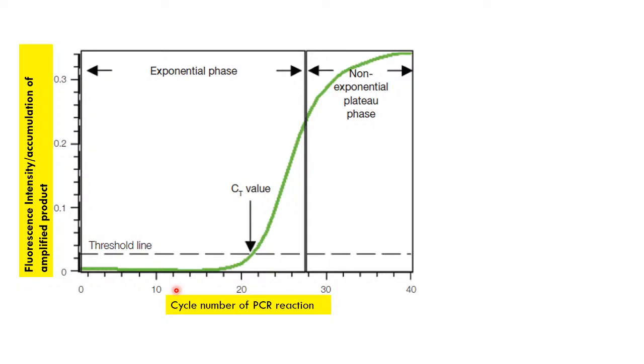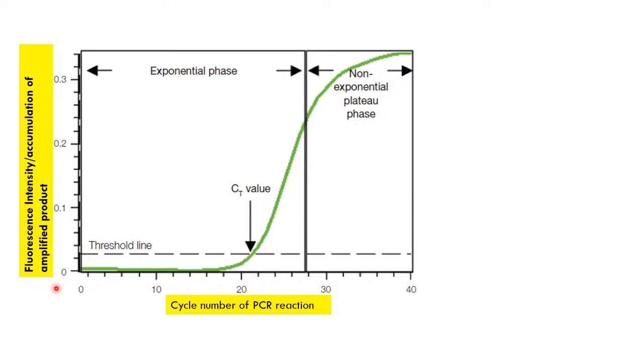Then we create a graph. The instrument gives you software, and the software gives you a graph. On the x-axis of the graph, we have the cycle number of the PCR reaction. So we do the PCR reaction for 30 cycles, 35 cycles, 40 cycles, and so on. And on the y-axis, we have fluorescence intensity.